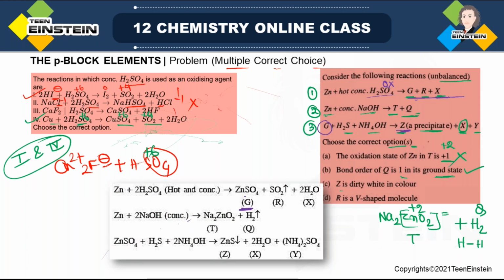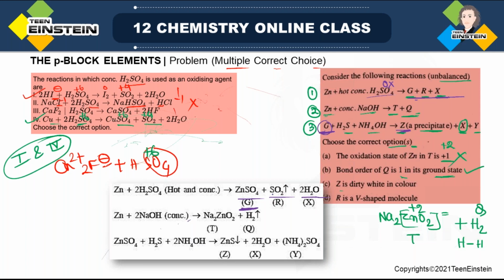G, that is one of the products, as I have said, it is ZnSO4, sulfur dioxide and water. Now if you are thinking that why not G is SO2 and ZnSO4 is R, that you can write. But see here G is reacting with H2S and ammonium hydroxide and it is producing ZXY.